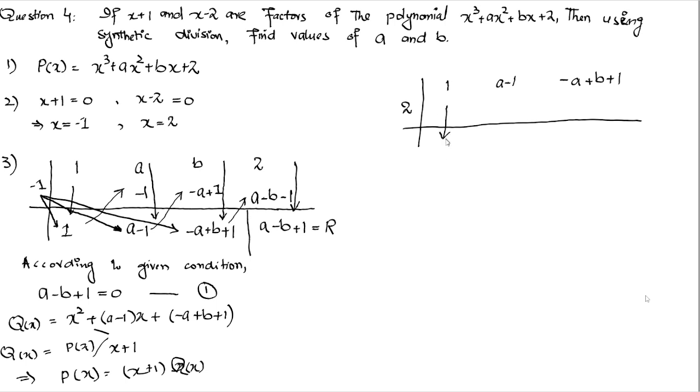Now the first coefficient is written down as it is, so we have 1. Now this one is multiplied with the 0 value, so 2 multiplied with 1, and the result will be written under the next coefficient. So 2, perform addition, a, and minus 1 plus 2 is equal to plus 1.